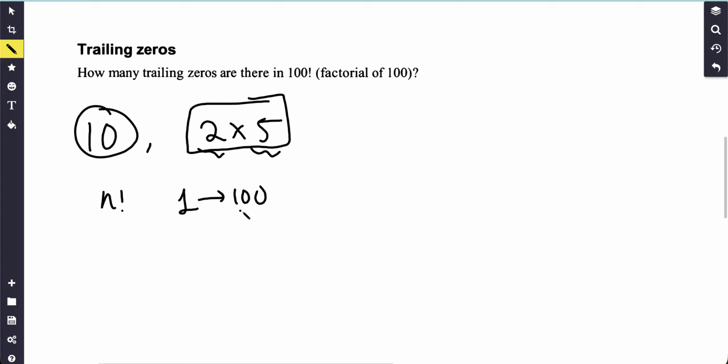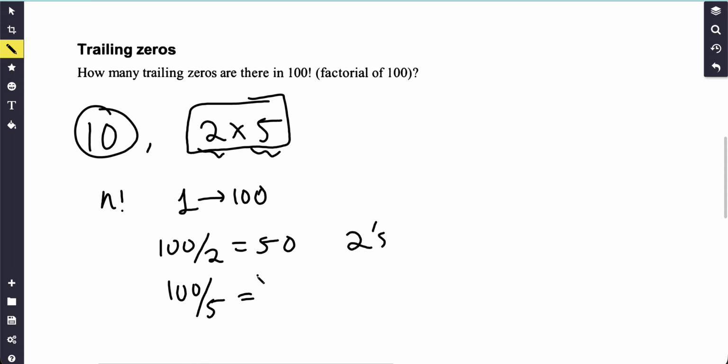So how many even numbers are between 1 and 100? Well, 100 divided by 2 gives 50. So there's 50 even numbers, meaning that there are at least 50 2's that we can use to combine with 5's to make 10's. What about how many 5's there are? Well, if we divide that by 5, that's equal to 20, right? So there's at least 20 5's in 100 factorial that we can use.